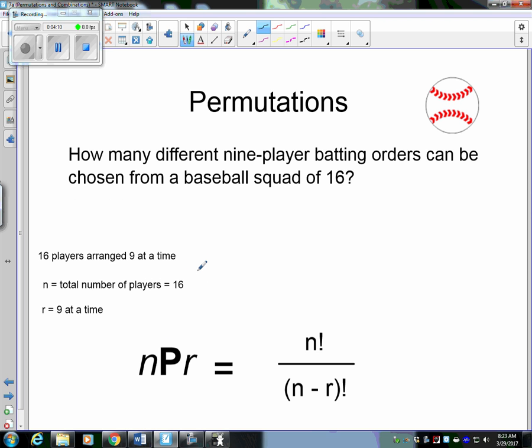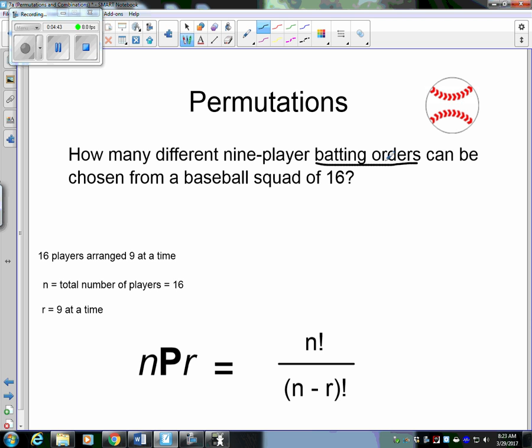So let's do it. How many different 9-player batting orders can be chosen from a baseball squad? If you know anything about baseball, order matters in the way you bat. Let's say the batters are numbered 1, 2, 3, 4, 5, 6, 7, 8, 9. If you switch batters 1 and 2, so it's 2, 1, 3, 4, 5, 6, 7, 8, 9, that's a different order. When that happens, that's a permutation.